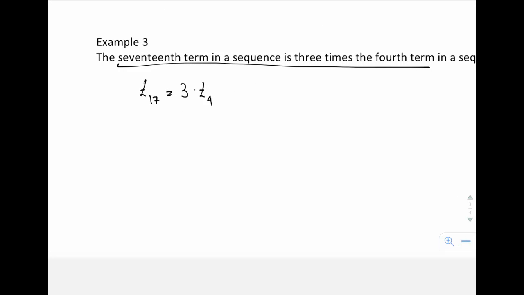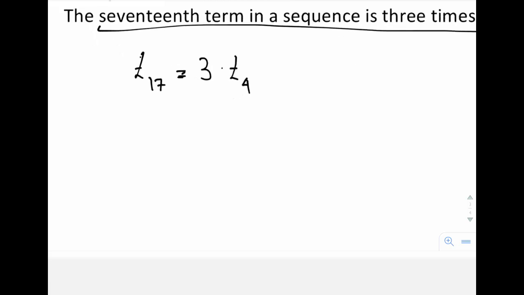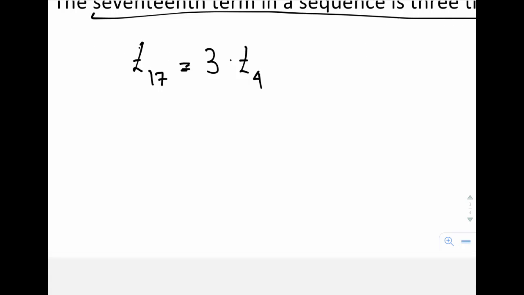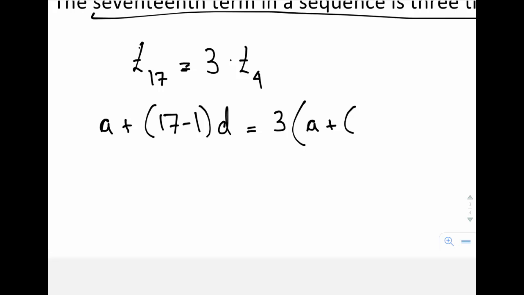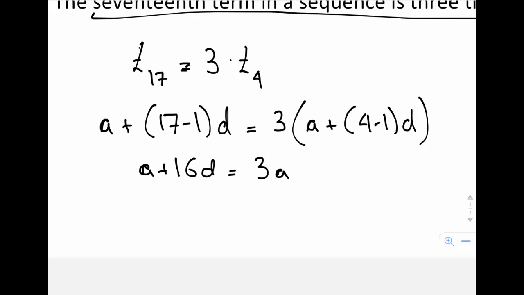Okay, and if I write that in terms of arithmetic notation, of the general term, I'll have the first term plus 17 minus 1 times the difference, equals 3 times the first term plus, in this case, 4 minus 1 times the difference. And if I simplify all this, I get A plus 16D equals 3A plus 3 times 3 is 9, 9D.